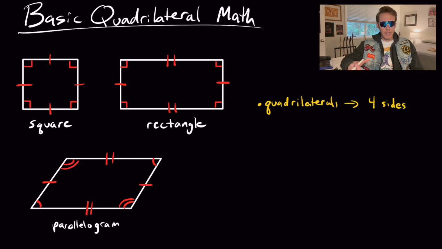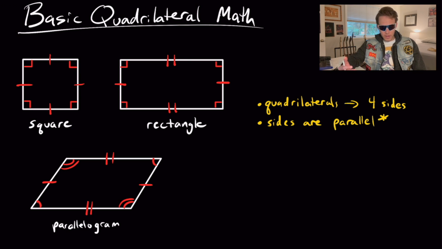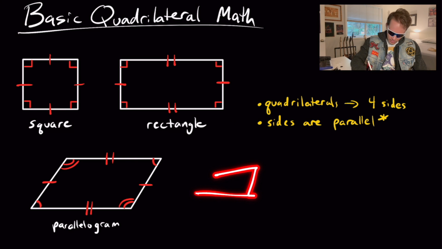So let's condense it down to a few key points. So quadrilaterals, they have 4 sides. That's it. No more, no less. All quadrilaterals have 4 sides. Right? The sides in these quadrilaterals are parallel. Now, not all quadrilaterals have sides that are parallel to each other, because if I drew a 4-sided shape like this, right, those sides are not parallel to each other.